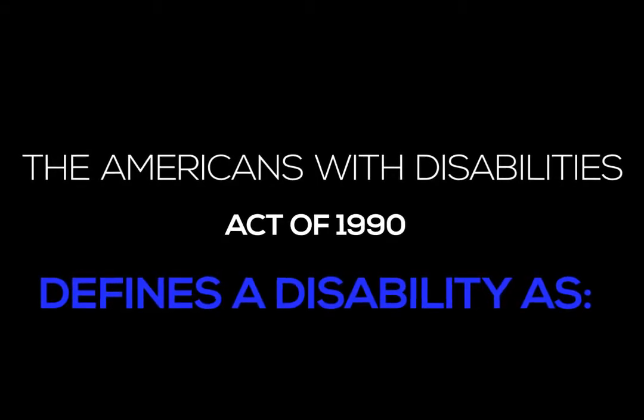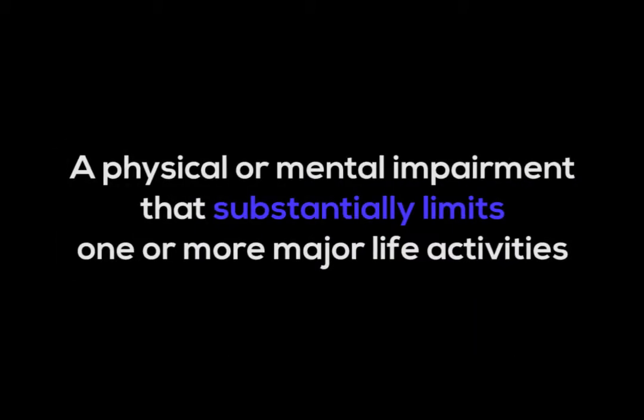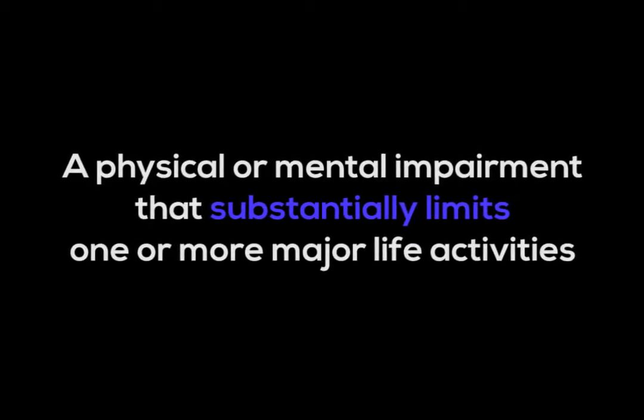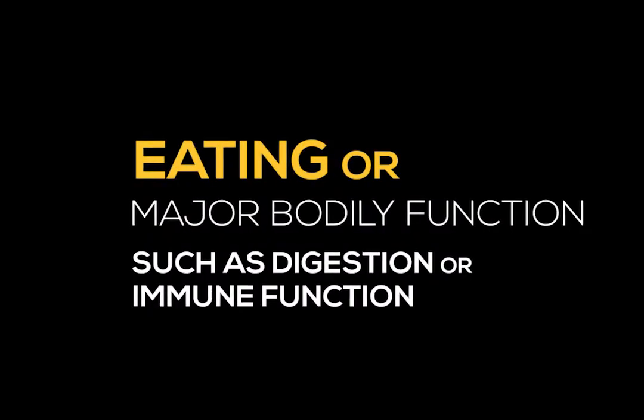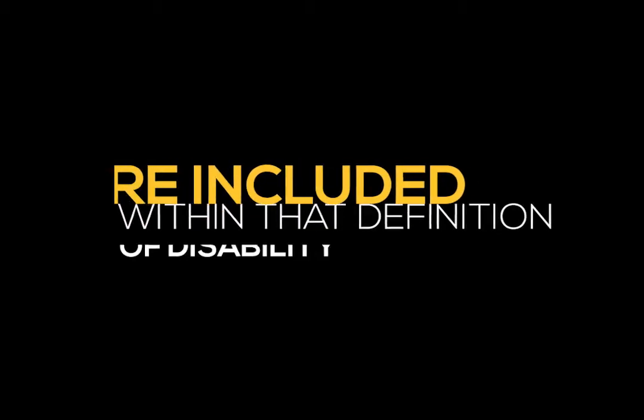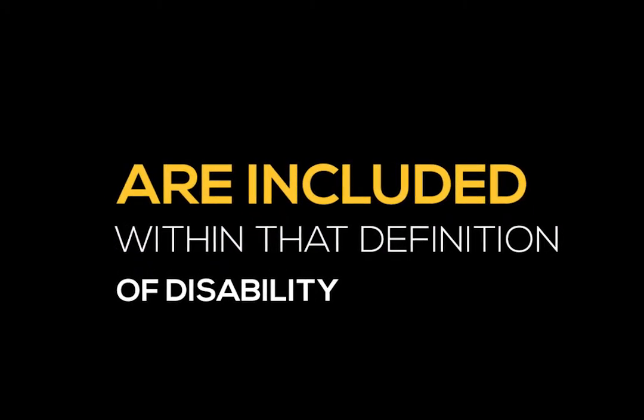There are several federal laws that public schools and those who receive federal assistance are required to follow, including the Americans with Disabilities Act and Section 504 of the Rehabilitation Act. The Americans with Disabilities Act defines disability as a physical or mental impairment that substantially limits one or more major life activities. Eating or major bodily functions such as digestion or immune function are included within that definition of disability.